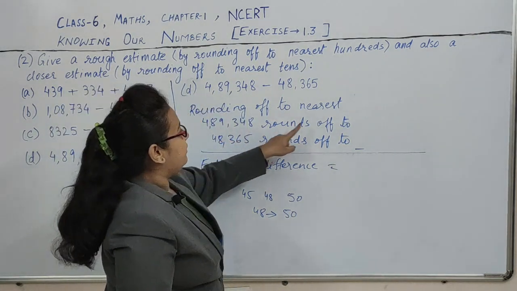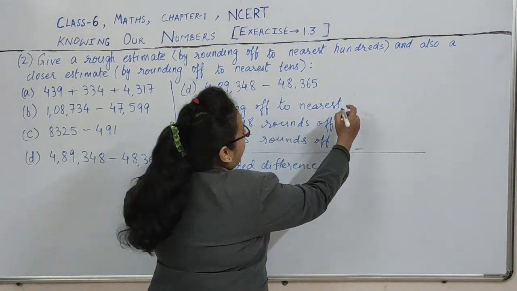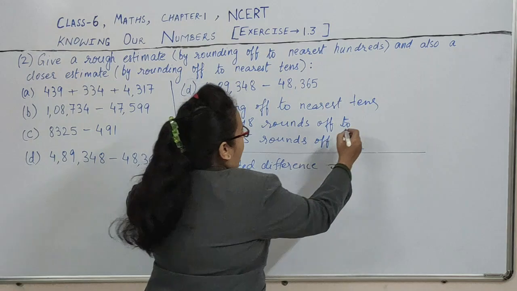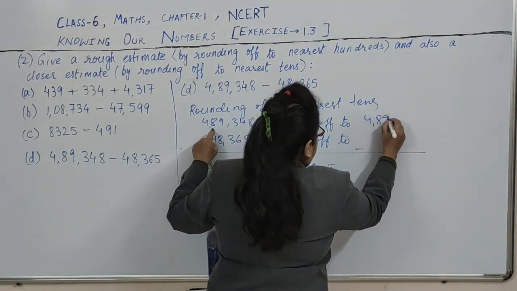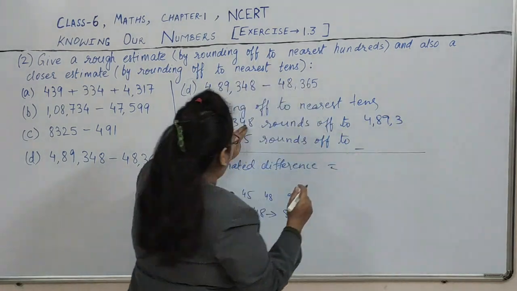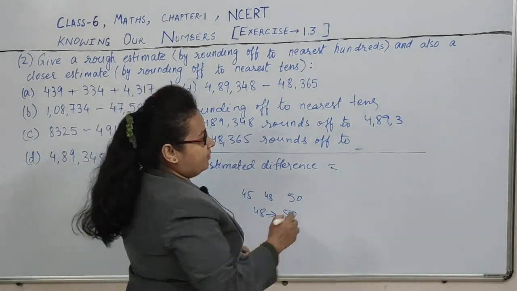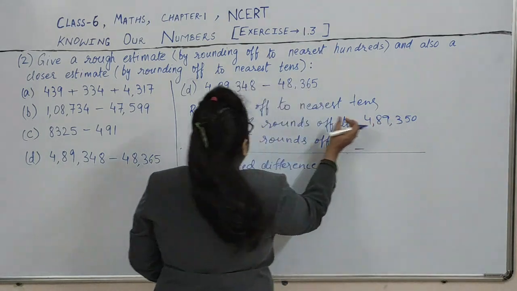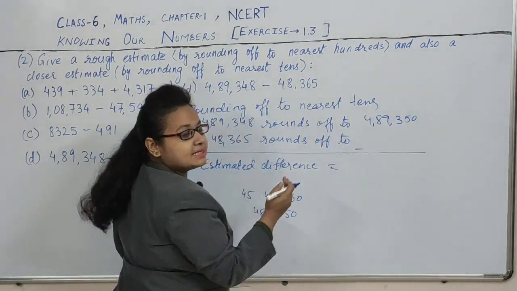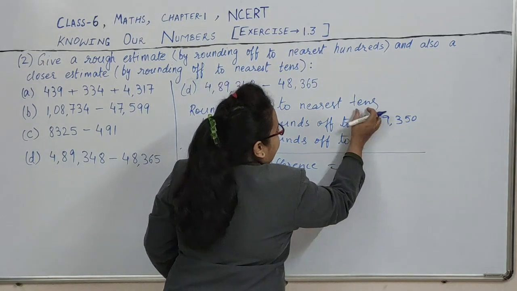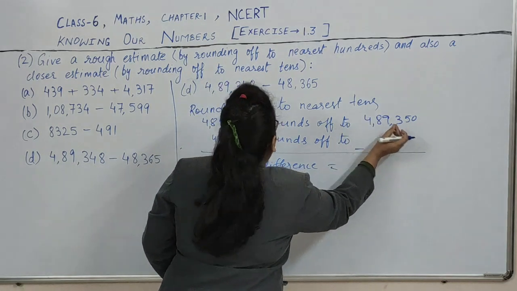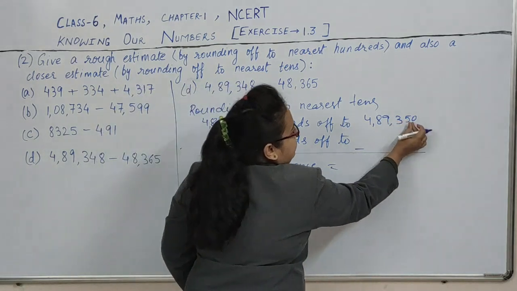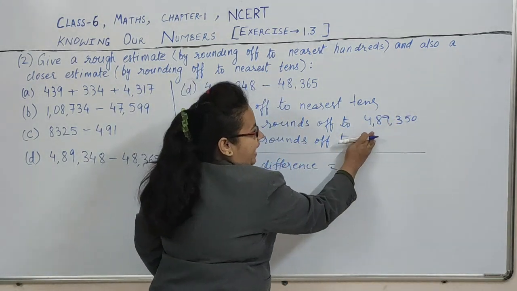So when we are rounding off to the nearest tens, this number will be rounded off to 4, 8, 9, 3 and this 48 is rounded off to 50. So we will write that 50, and all the digits before these two digits will be the same as they are. When rounding off to the nearest tens, we only have to focus on the ones and tens digit. This is rounded off to 50, so we have written 50 there. The other digits are as they are.